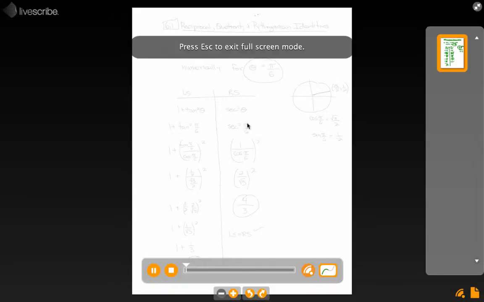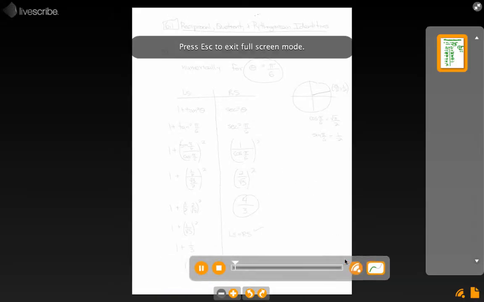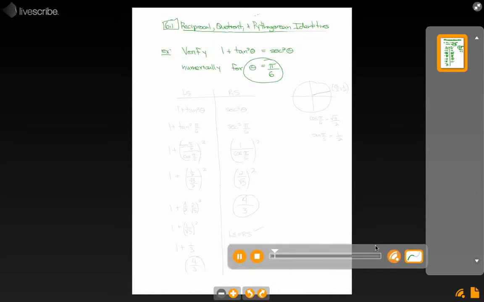This next example comes out of section 6.1, reciprocal quotient and Pythagorean identity. In this example, we're given a verify numerically question. We're given an identity that is on your formula sheet. It's one of your Pythagorean identities, and it says 1 plus tan squared equals secant squared. And we're verifying it numerically, specifically for theta equals pi over 6.